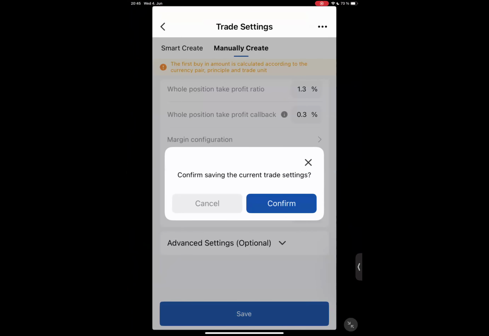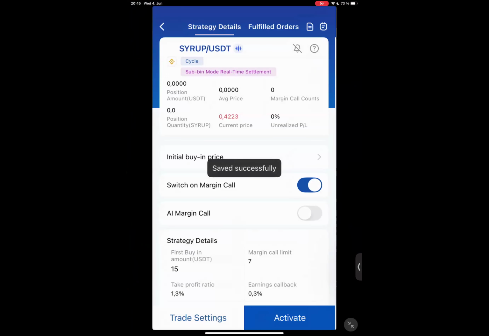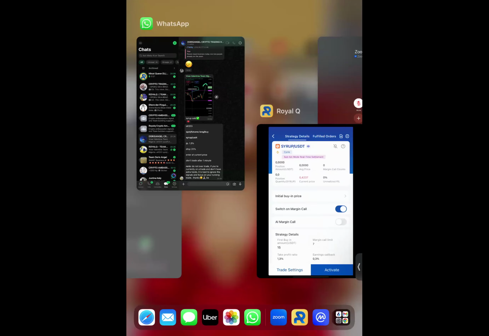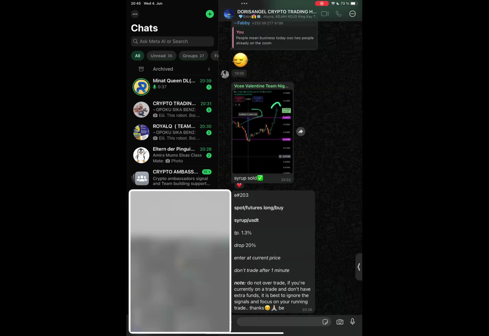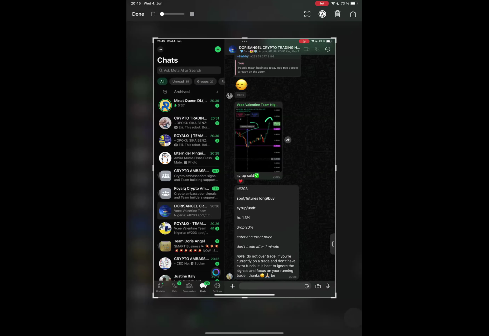Then I would save because I've changed the take profit to 1.3 instead of 1.2. Now, what did he say? Did he add preset price? Nope. What is preset price? Preset price is a price they will give you to enter at. Maybe the coin is already high, but they've seen that it will be dropping. So they've given you the drop price to enter at. But this trade, there is nothing like a drop price. So he said enter at current price.